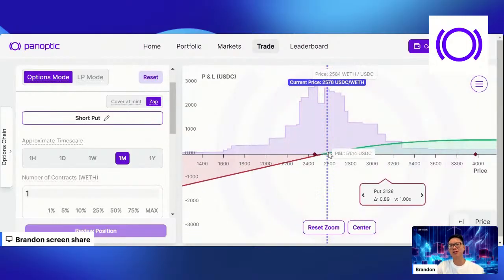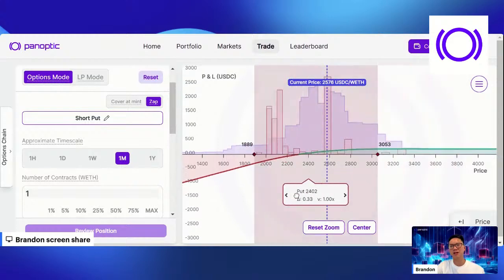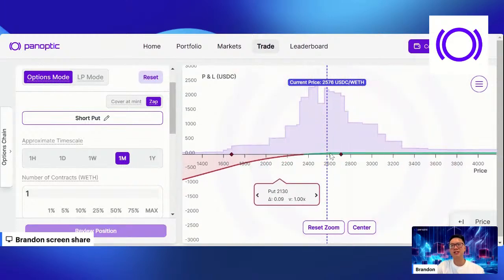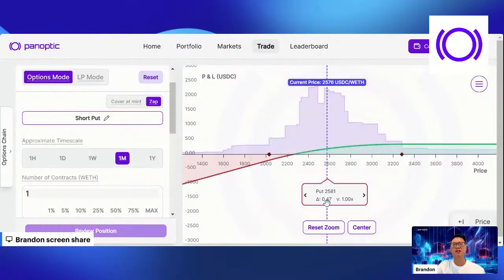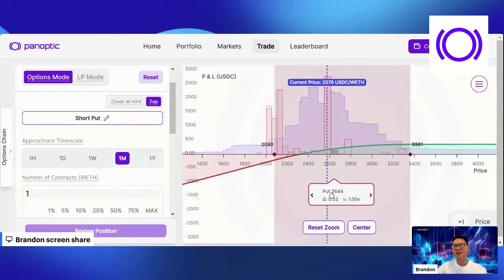So here the delta is closer to 1. You have a lot more exposure. Here, the delta is 0.09, closer to 0, and you have closer to no exposure. And you can go halfway in between. A delta of 0.47 is kind of like half and half. The slope is half. That's the delta.